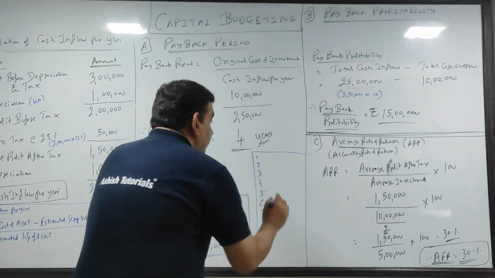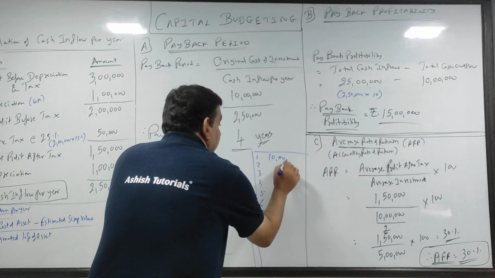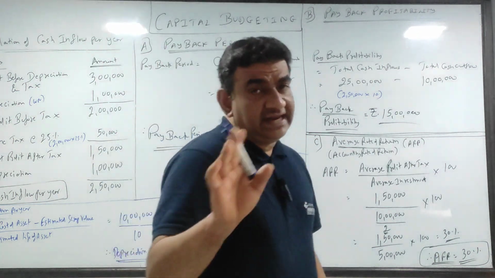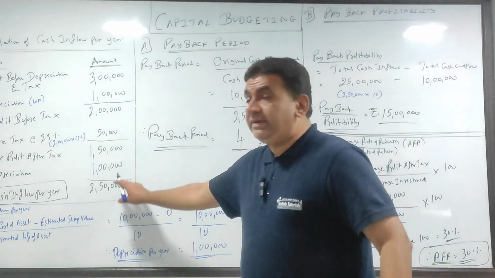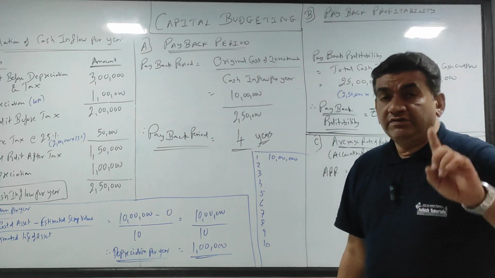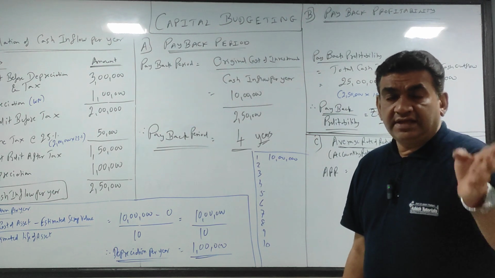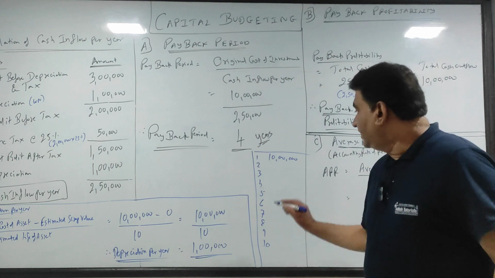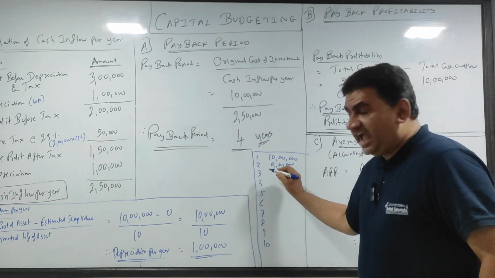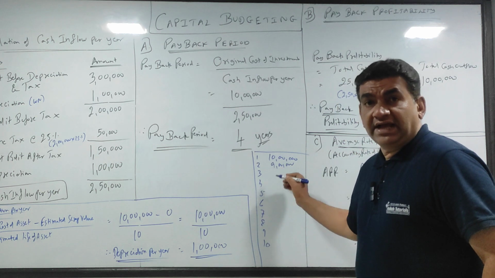On the first day of the year, how much is my investment? 10 lakh. My cost of asset in the first year is 10 lakh, correct? What is my depreciation per year? 1 lakh. Understand this. When I go to the second year, my depreciation is 1 lakh. So can I say 1 lakh will reduce? Every year 1 lakh will reduce.